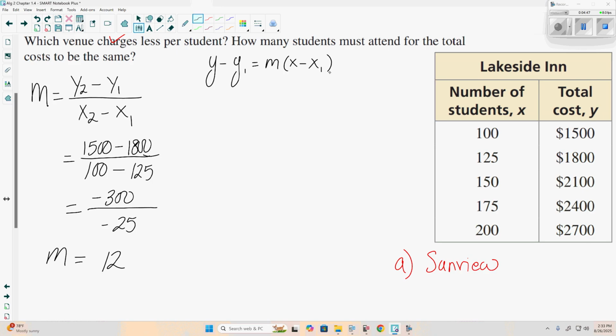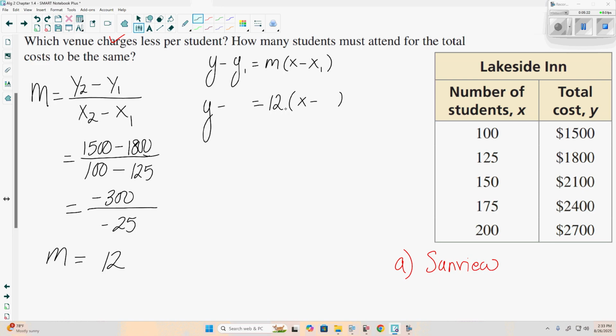Now, we have the slope, which is 12. Now, a good question is, why are we just going straight to point slope instead of slope intercept? Now, we would use slope intercept if we know the y-intercept. Do we know what the y-intercept is? No. Since we don't know what the y-intercept is, we can't just jump straight to slope intercept form. We have to use point slope form.